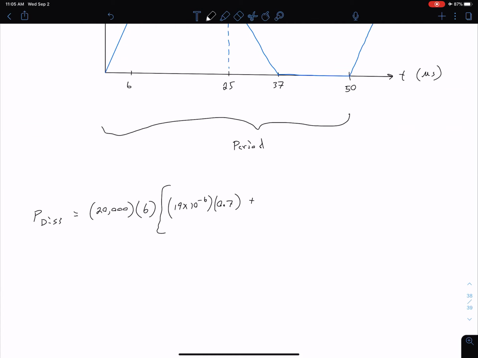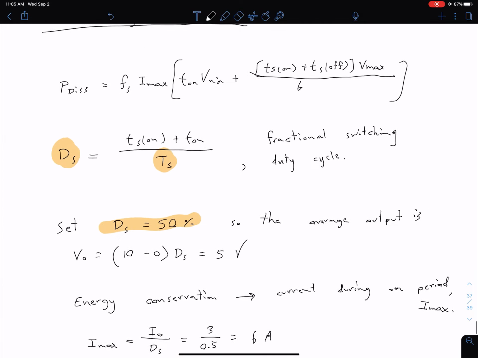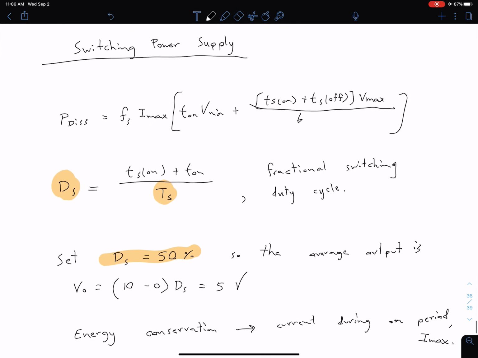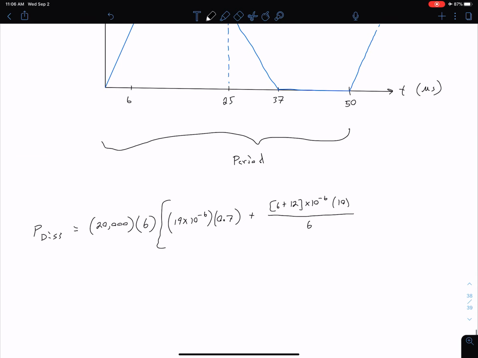We then add terms for our on and off switching. So we have 6 for our on switching plus 12. Both of those are micro, so I'm going to multiply by 10 to the minus 6. Notice I'm taking everything back to base units just to be safe here. We're multiplying that by 10 and dividing by our I max of 6. Coming up here we can see our 10 is our V max, that's our V raw, and the 6 just came out of our math, so that's not our I max there. Okay, so we plug this in and we get that our power dissipated is 5.196 watts.